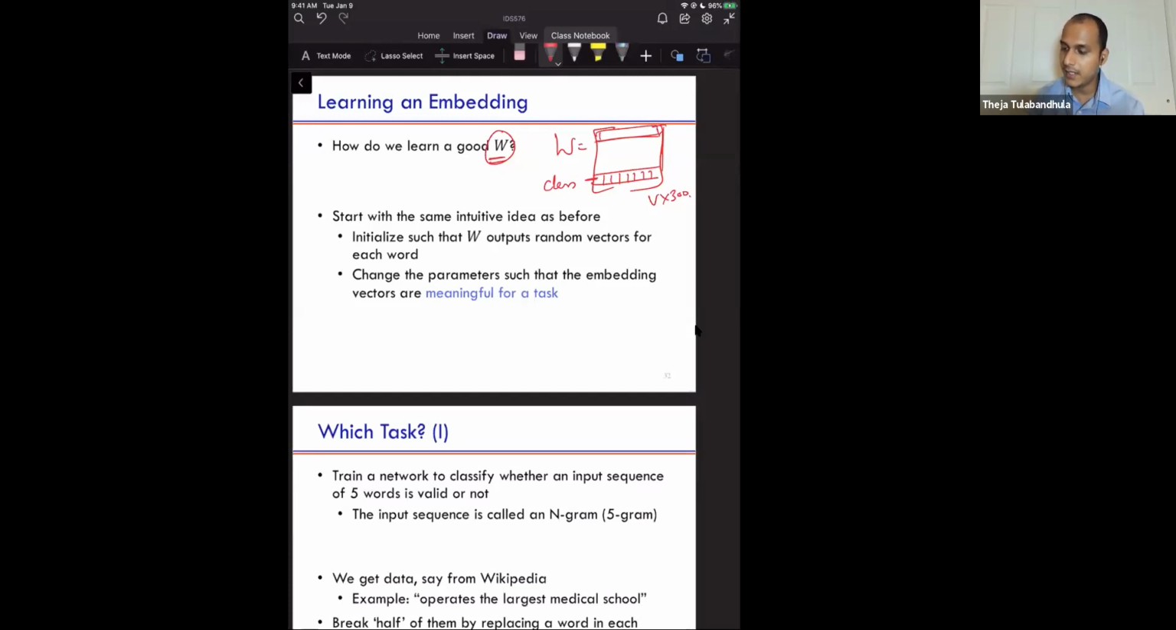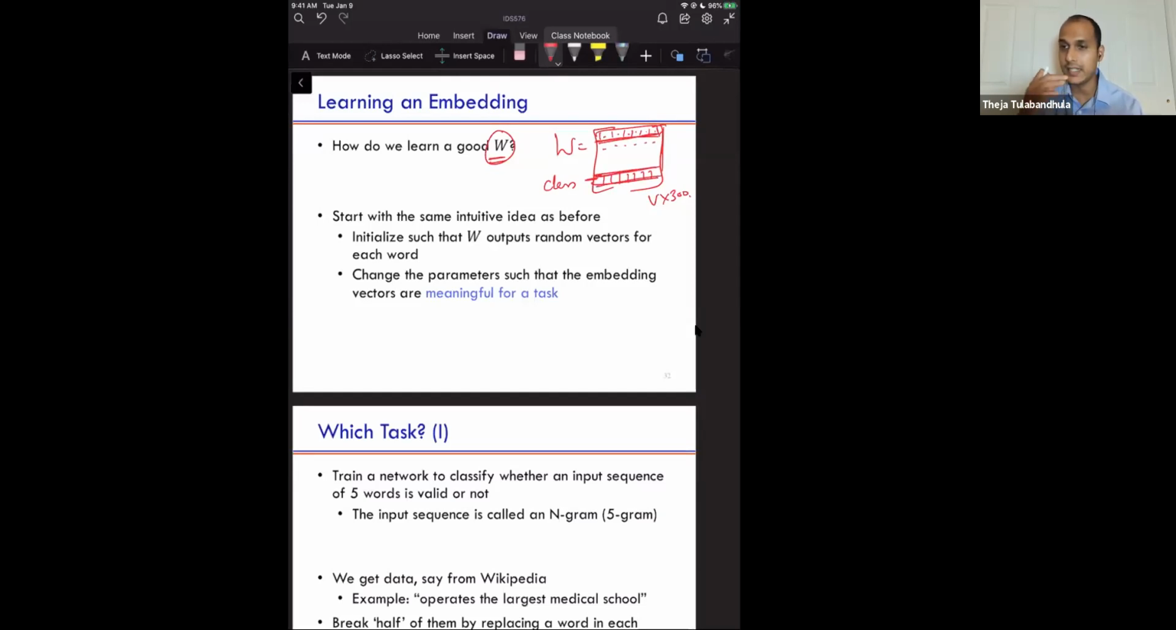Okay, so what you can do is initialize W such that it outputs random vectors, which means that you just fill in random numbers at each of these cells in this matrix. Then what we're going to do is try to update these numbers such that they capture the semantic meaning. So if two words appear in similar contexts, then their vectors, these 300 dimensional vectors, are very close to each other in some sense.